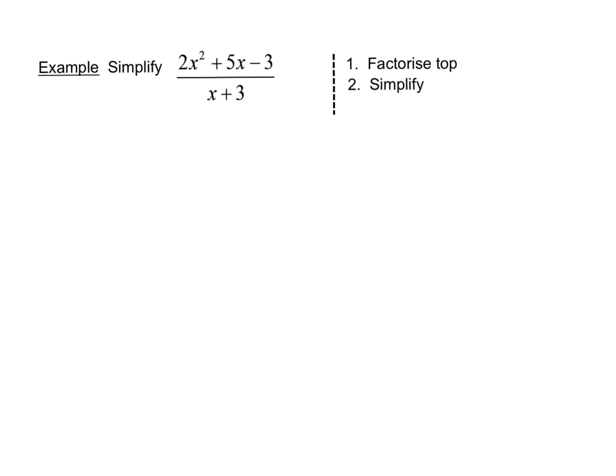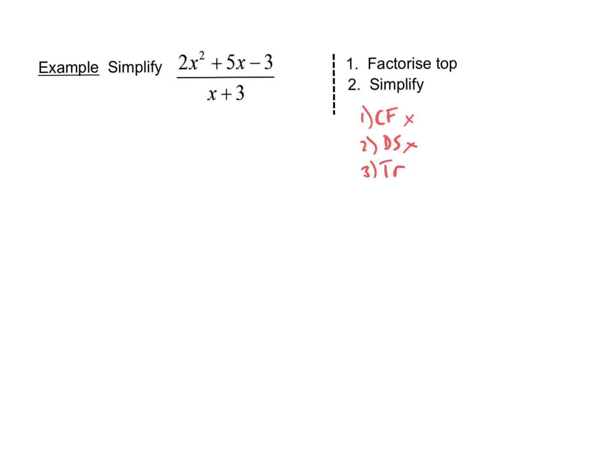Look at one last example here. We've got 2x squared plus 5x minus 3 over x plus 3. So we'll start with the top one and we'll go through our checklist. 1, is there a common factor? And that's worth checking because I've got 2 here, but none of these are divisible by 2, so no. Is it a difference of squares? And again, the answer is no. Is it a trinomial? Yes.